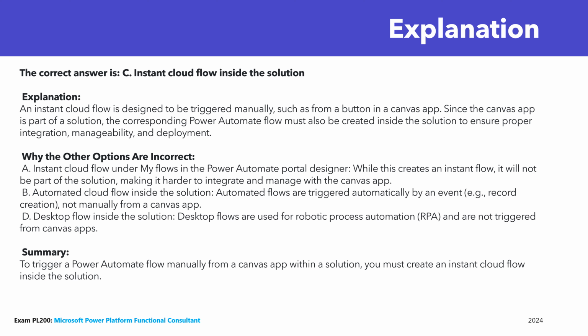D. Desktop Flow inside the solution. Desktop flows are used for robotic process automation, RPA, and are not triggered from Canvas apps. To trigger a Power Automate flow manually from a Canvas app within a solution, you must create an instant cloud flow inside the solution.